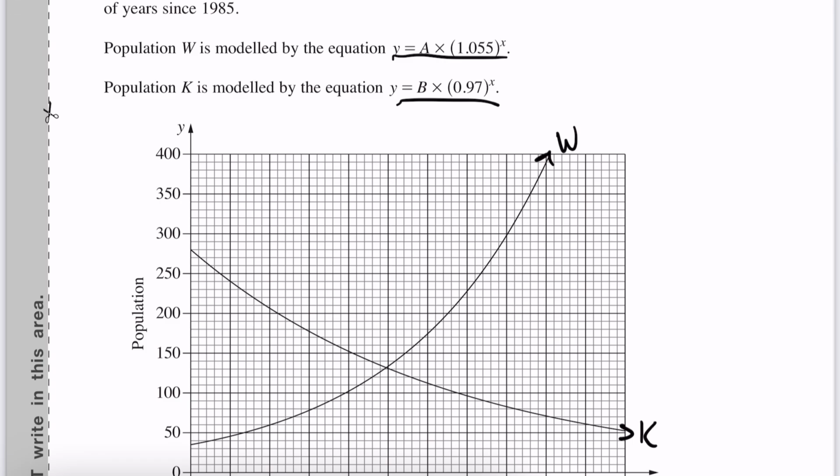The reason why we know which one's which is because W is exponentially increasing, okay? And K is exponentially decreasing. How I know it's exponentially increasing and decreasing is the fact that this is greater than 1 and this is less than 1. If we're multiplying by a factor greater than 1, we're constantly increasing, exponentially increasing. And if we're multiplying by a factor less than 1, we are exponentially decreasing.